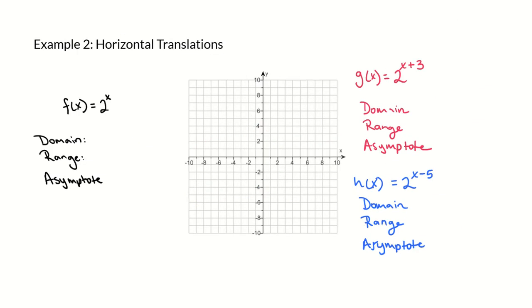Now let's look at horizontal translations. Now horizontal translations are caused by a change in the exponent. So for example, if you look at g of x and h of x, the x plus 3 and the x minus 5 are in the exponent, whereas with the vertical translations, the plus 3 and the minus 5 were after the base with the exponent. So added or subtracted from the end of the function. So let's again start with an xy table.